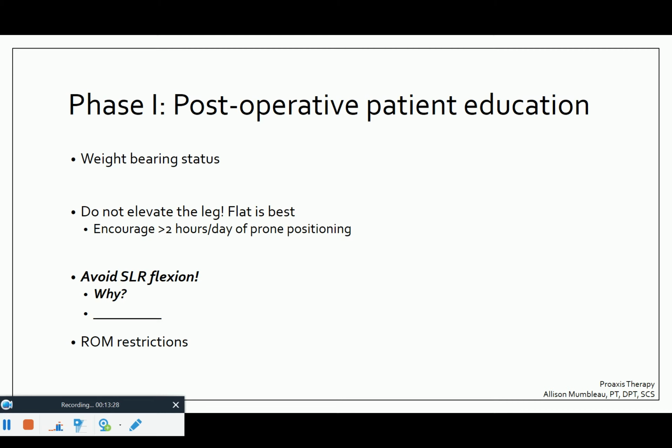Well, there's many reasons, but we know preoperatively that they have impingement when they go into hip flexion. Hopefully, surgery has eliminated that structural abnormality so that now they have free moving hip flexion without impingement. But you have to understand the structures that were causing impingement prior to the surgery are still inflamed and irritated because of the surgery itself.